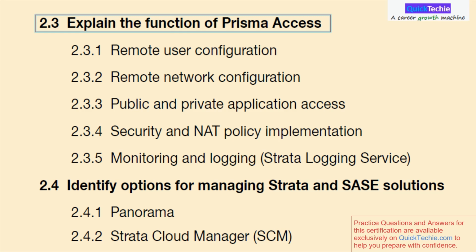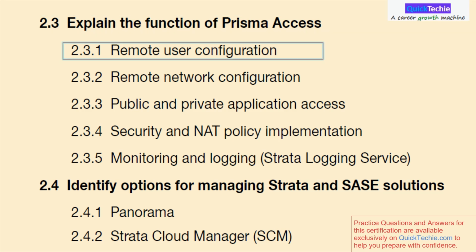2.3. Explain the function of Prisma Access. Prisma Access delivers Palo Alto's next-generation security stack, including firewall, threat prevention, URL filtering, and data protection as a cloud service. It eliminates the need to deploy physical firewalls at every branch or remote location and ensures consistent security enforcement for all users, regardless of their location. Let's break down each major component.